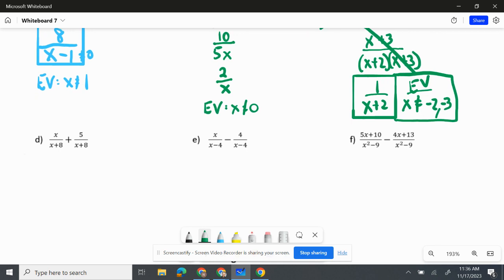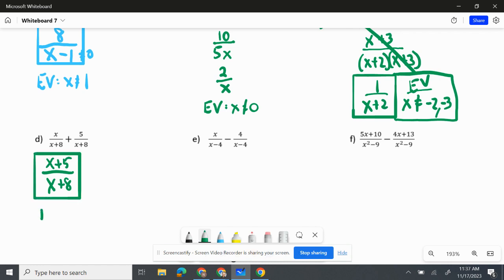Now, looking at letter D, we see a common denominator, and so that gives us the x plus 8. These are not like terms, so when we add them, we just leave it as x plus 5. Not all of them simplify, some of them we just leave them. Our excluded values, this is x cannot equal whatever the denominator is, so if we look at our denominator, we know that it cannot be equal to negative 8.